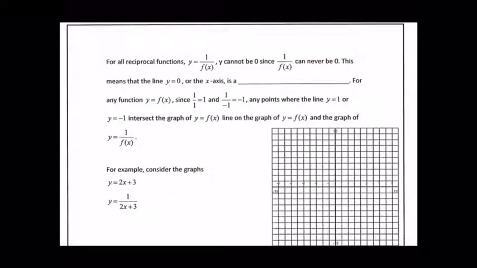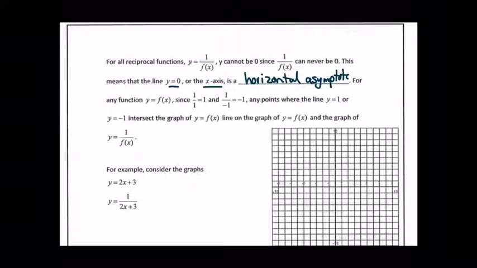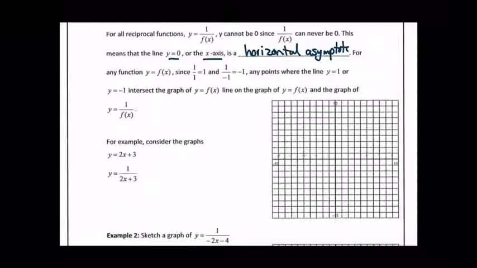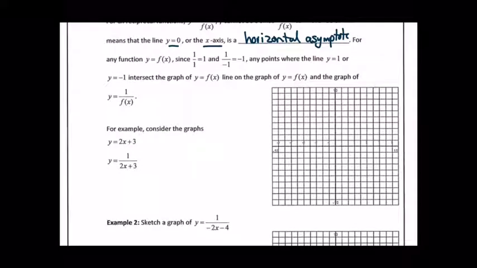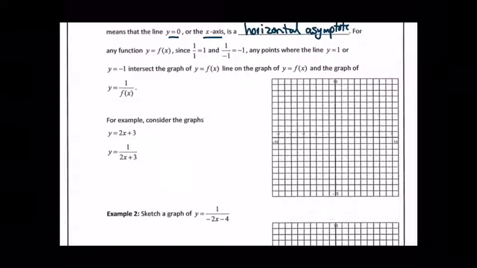For all of our reciprocal functions, which is 1 over f of x, y cannot be 0, and that's because you can never divide by 0. So this means that our line y equaling 0 on the x-axis is our horizontal asymptote. And then when we have the function y equals f of x, this means that we wouldn't be able to have y equaling 1 or y equaling -1, which is intersecting. So let me show you how we come up with our asymptotes and then graphing our first example here.